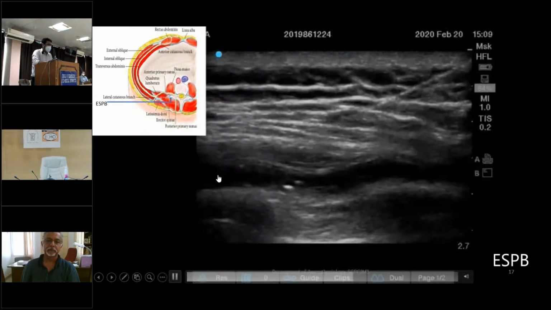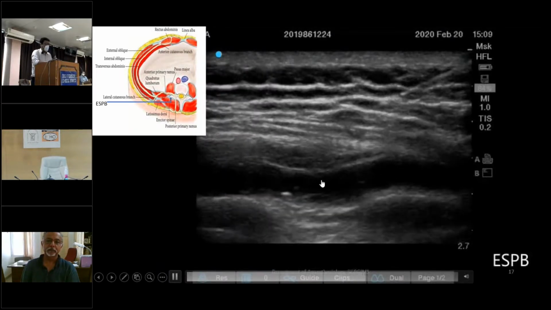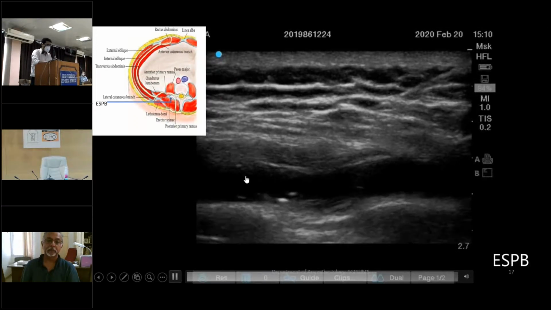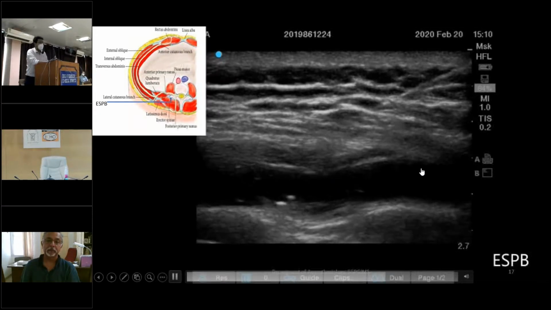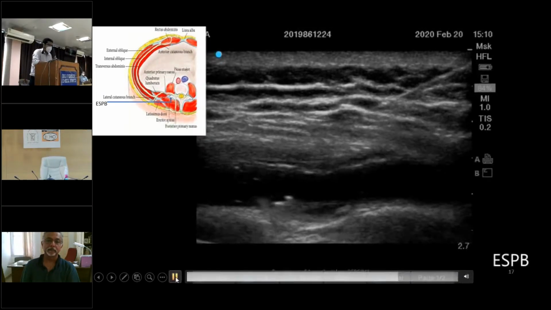We give a small test injection, we can see the spread, then we give 30 ml of 0.2% ropivacaine, we can see a nice spread. This is the transverse process again. This is the erector spinae muscle, which is now lifted up, and this is the pool of 30 ml, 0.2% ropivacaine, which will spread longitudinally.